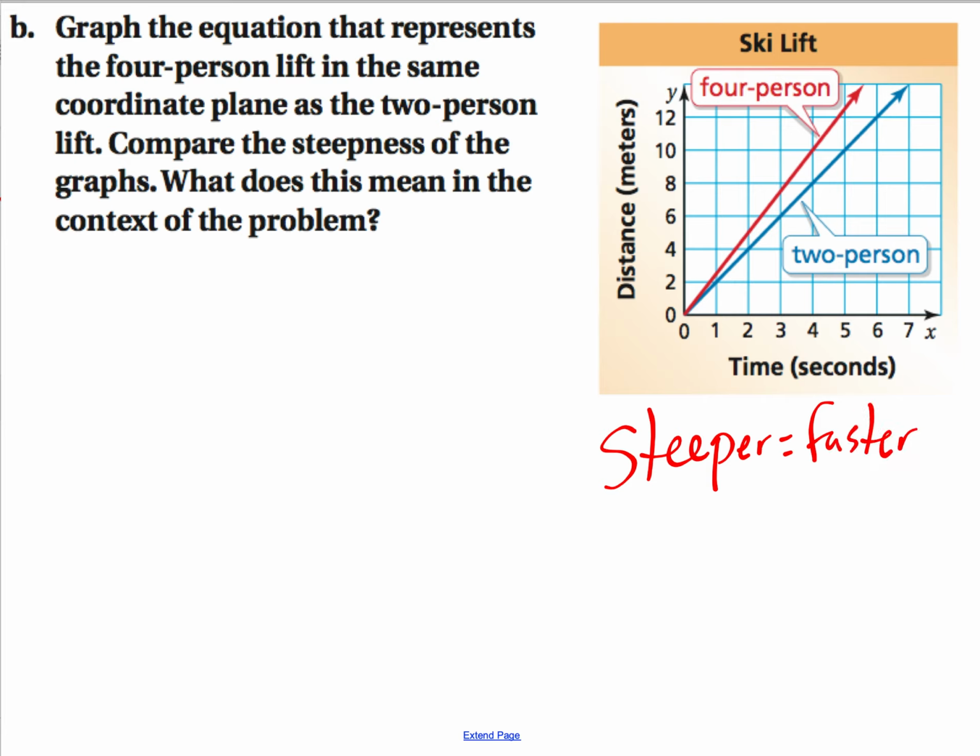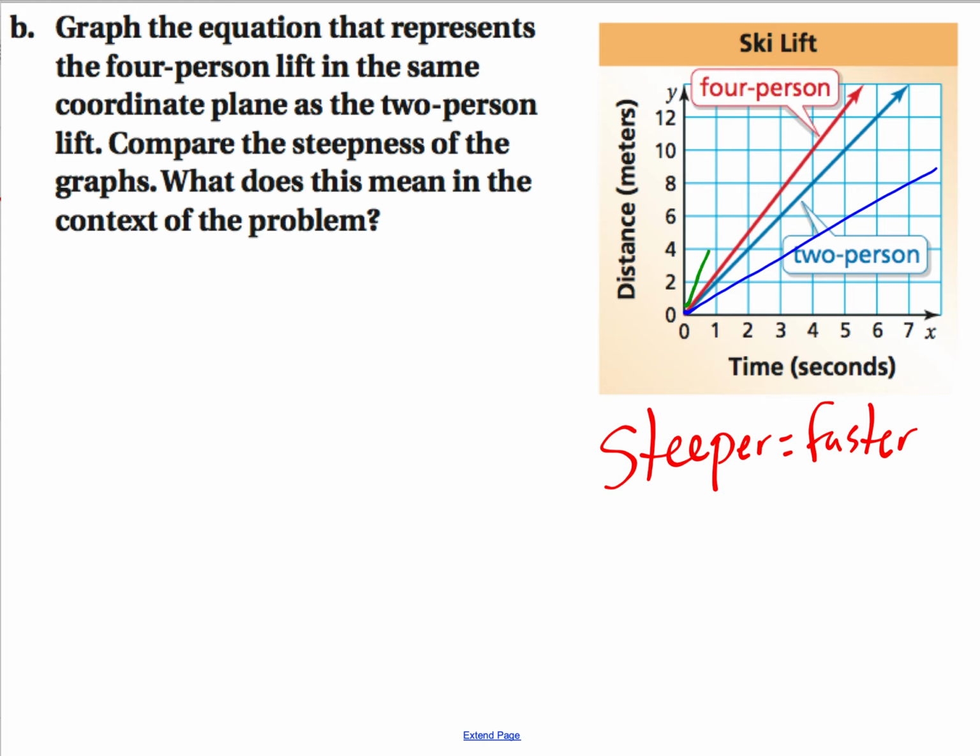In general, a steeper line means a greater slope, and a greater slope in the context of a problem usually means something is changing faster. What's changing here is the location over time, which is essentially speed. If we had another ski lift like this blue one I just drew, you should recognize that it would have a slower speed than either of them.